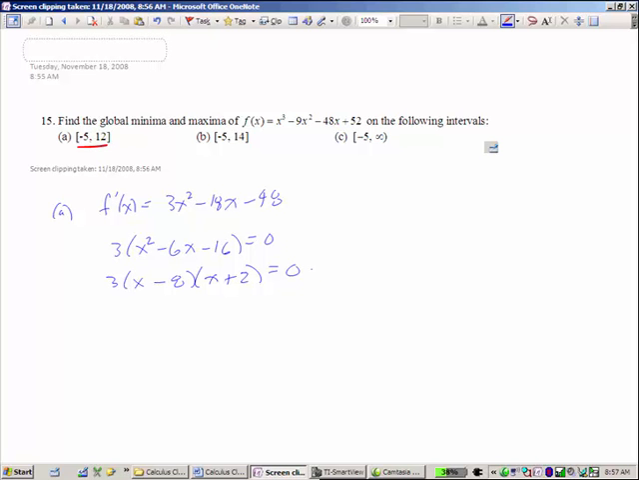Are people alright with that? So critical points at x equals 8 and x equals -2. Are those on the interval? Yes. Alright, so these critical points are on the interval. And the question asks this time, not to find the relative or the local mins or maxes or the critical points, but it says find the global minimums and maximums.